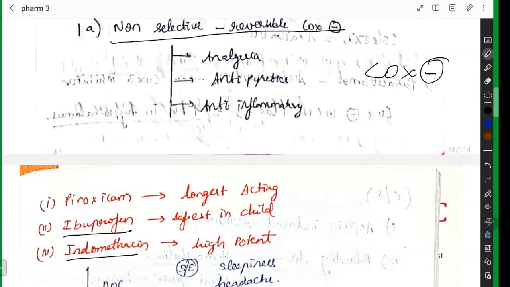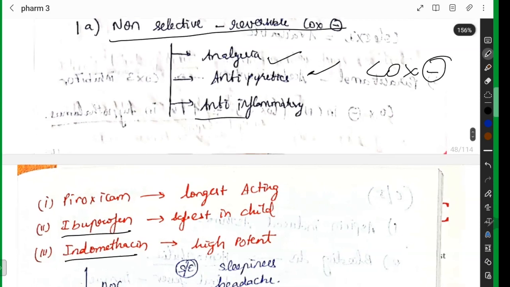They are going to have analgesic property and antipyretic property. In addition, the one which was lacking in your paracetamol, the anti-inflammatory property, is also present here. Piroxicam, ibuprofen, indomethacin. Remember, piroxicam is going to be the longest acting drug. Ibuprofen is going to be safe in children. Indomethacin is going to have a high potency. These are the three things which you need to understand.